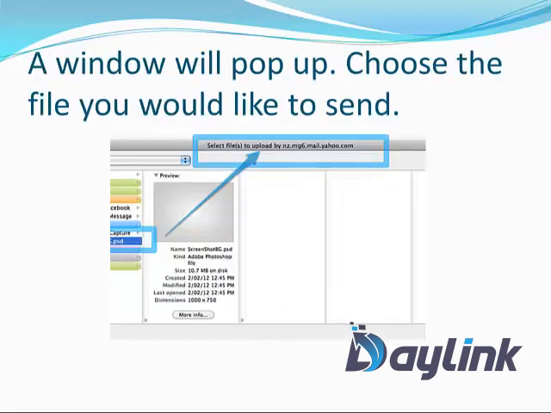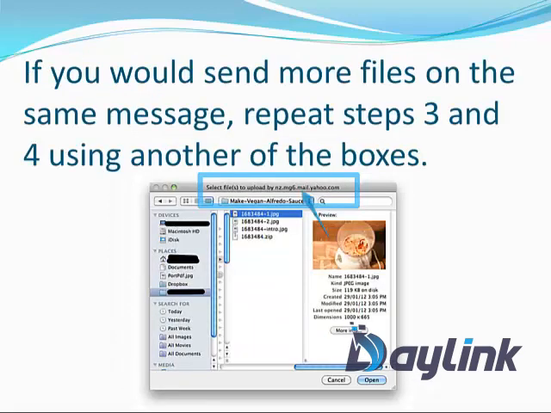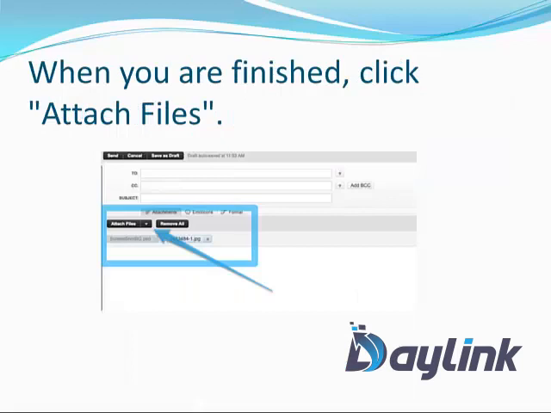A window will pop up and from here, choose all the files you would like to send. Click OK. If you would like to send more files on the same message, repeat those steps using another of the boxes. When you're finished, click Attach Files and you're ready to go.